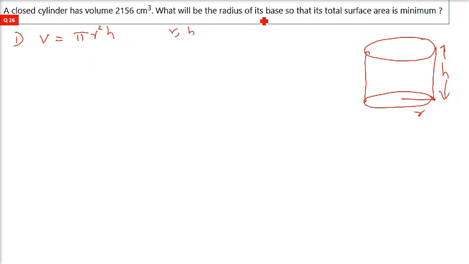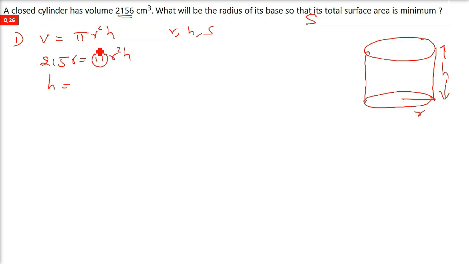So r and h we have imagined. What will be the radius of the base? So r we need to find out. The volume in the question is already given. So it's 2156. You can directly equate pi r squared h with 2156. When you get h, it will be 2156 by pi r squared.